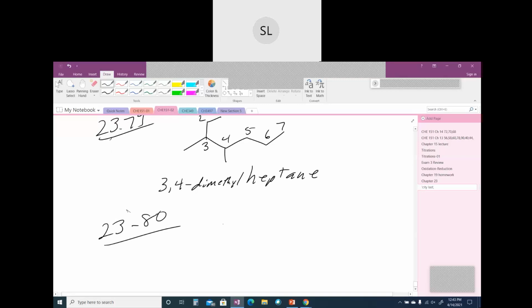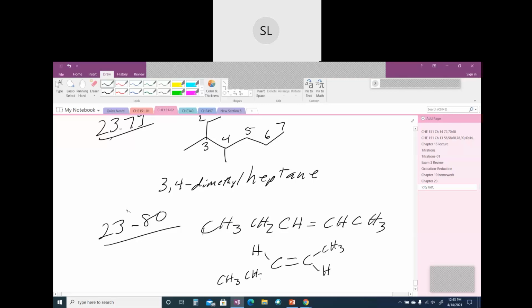Consider the molecule CH3, CH2, and then CH, and then CH, and then CH3. Write a structural formula of the trans isomer. So you just have to have your double bond. One H is going up, one is going down. And then you write this one has a CH3 and this one has a CH3 and a CH2. All right, so there's your trans isomer.